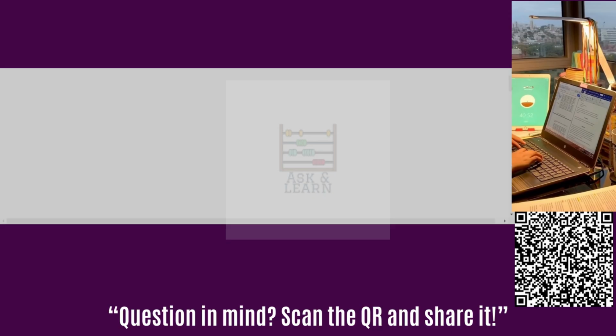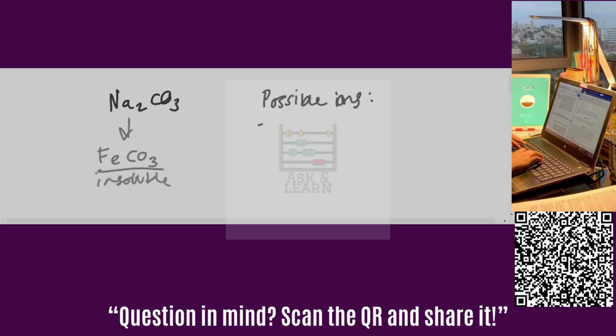Then when we add sodium carbonate to the remaining solution, it can form iron carbonate, which is insoluble. So it forms a precipitate. So the possible ions are, these are the possible ions.